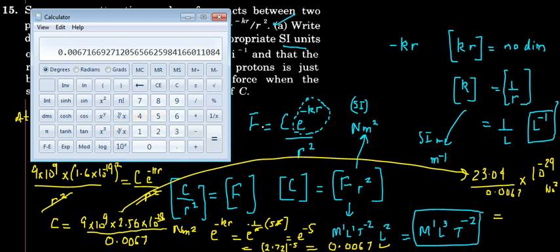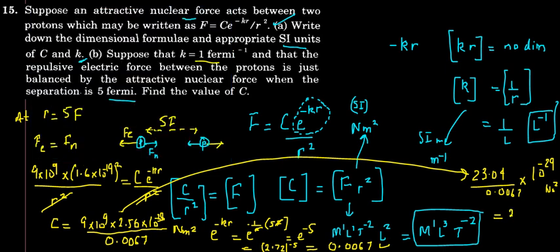So what number do we have? We have 23.04. You divide it by 0.0067. So what number are we getting? That's 3438.8. Let's take this number in scientific form. This is roughly 3.4 times 10 to the power of 3. You equate that with 10 to the power of minus 29, and that is 10 to the power of minus 26 Newton meter square. This is your answer.